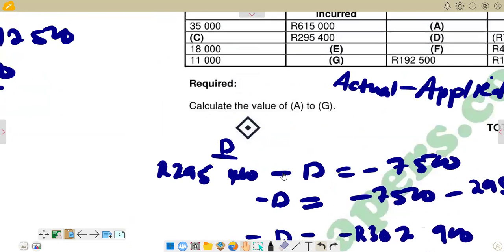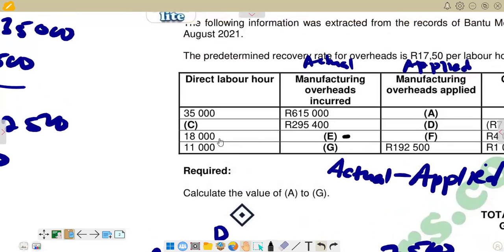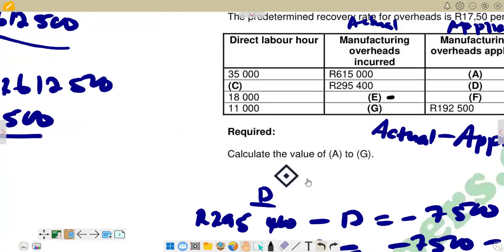Then we're going to move on. Now we've got C, we've got our D, we can move on to E. On E, we are given that manufacturing overheads incurred is the one that we need. But to find E, remember we've got a formula that says manufacturing overheads incurred minus manufacturing overheads applied will give us the variance. We cannot find it because we've got two unknowns here. So we have to first find our F, manufacturing overheads applied. To find it, we say the rate times the number of hours. So we're going to say 17 rand 50 times 18,000, then we can get our F.